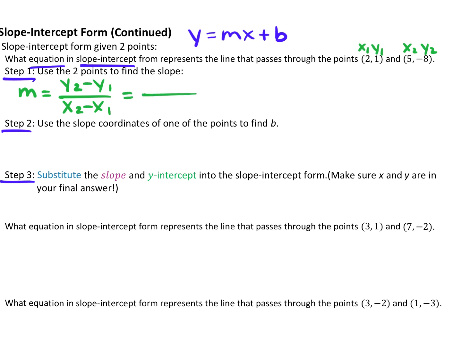What goes on top here? Negative 8 minus 1. What goes on bottom? 5 minus 2. Could I have done 2 minus 5? Yes, but then you would have to do 1 minus.